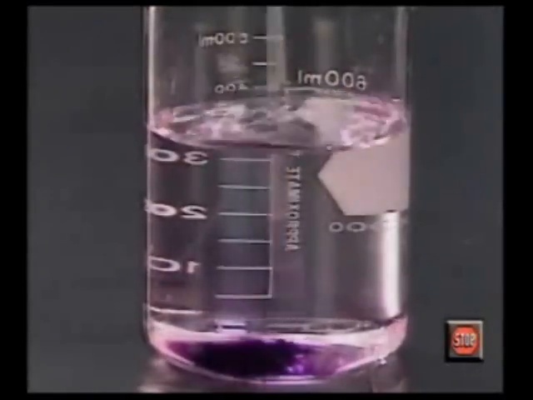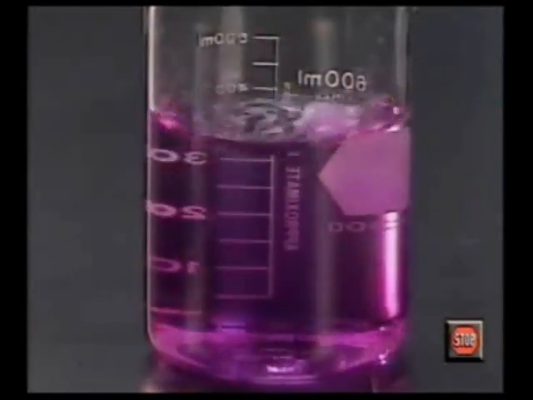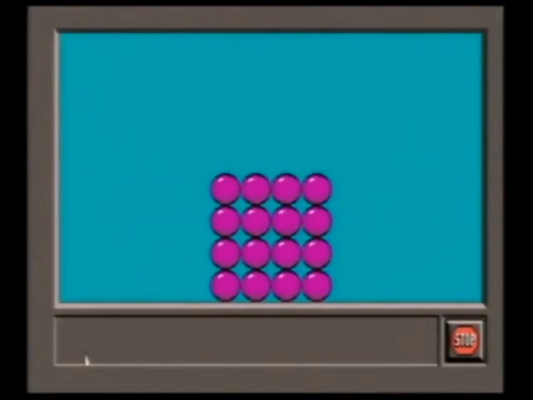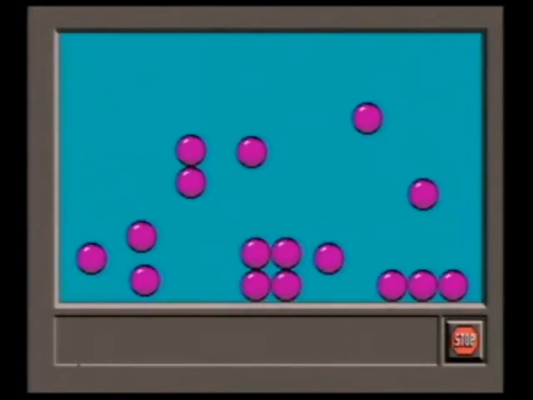Let's examine what happens when a solution becomes saturated. The solvent particles break the solute particles apart and diffuse them through the solvent. At the same time, some of the solute particles combine and return to the solid phase. This process is called precipitation.